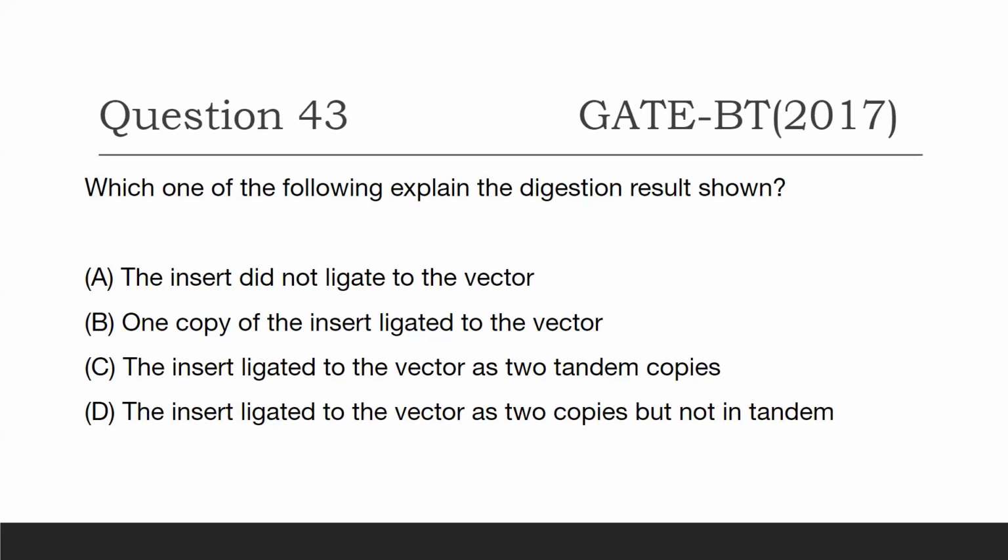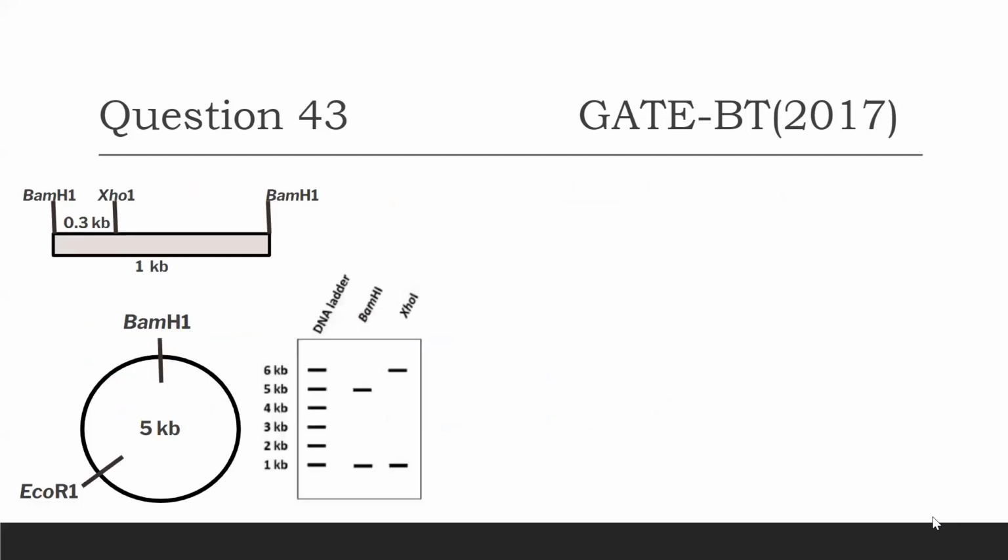Option A is the insert did not ligate to the vector. Option B is one copy of the insert ligated to the vector. Option C is the insert ligated to the vector as two tandem copies. And option D is the insert ligated to the vector as two copies but not in tandem. So let's look at each option carefully.